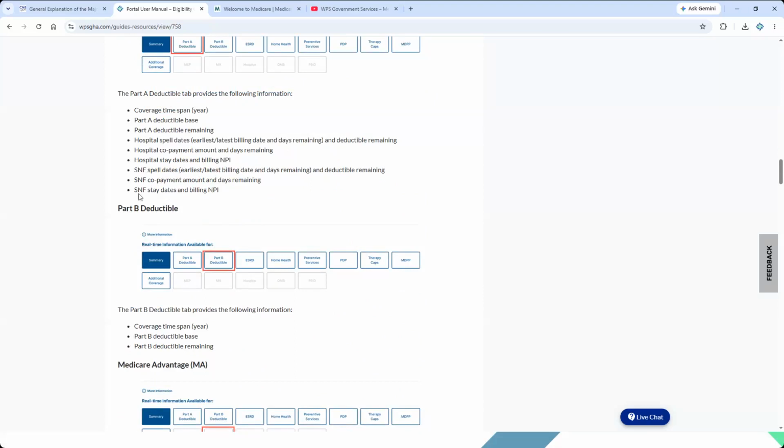Copay days remaining is important because of how it works with the benefit package: after the Part A deductible is met for the benefit period, you get 20 full days and 80 copay days. So 20 days where we pay in full and then 80 copay days. This is just talking about the copay days. And then here's the billing NPI, which is the actual facility, which you'll have to look up. It's a skilled nursing facility.